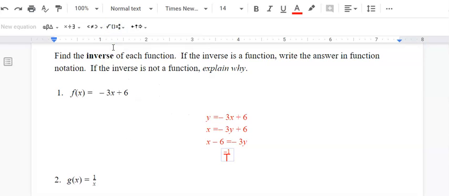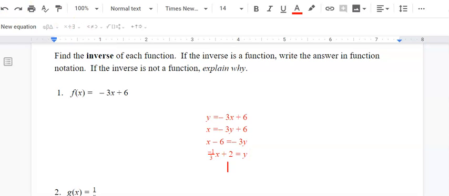Negative 1/3 x. And then negative 6 divided by negative 3 is plus 2 equals, and then the negative 3 divided by the negative 3 is 1y. So you just get y. So now we have our function written with the y alone. Let's put this one in function notation. The inverse is a function because this is a linear function, y equals mx plus b.